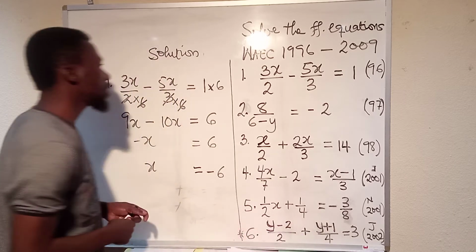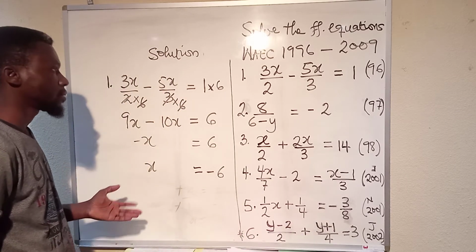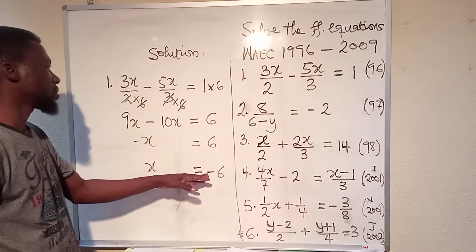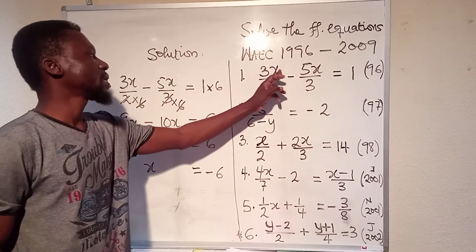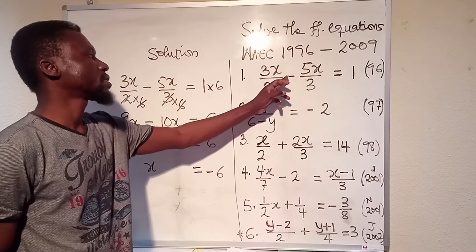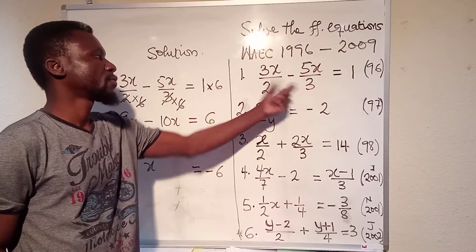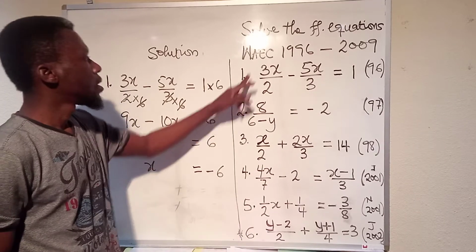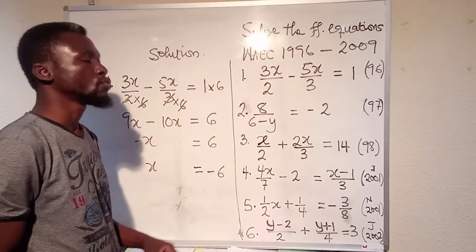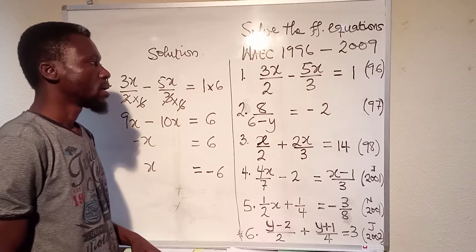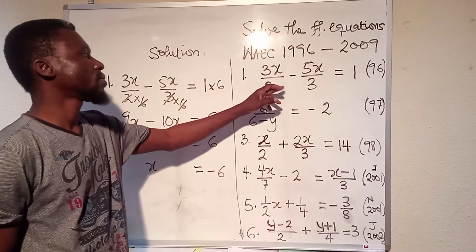Now, for us to check and be able to know if the answer is correct or wrong, what you're going to do is take x as negative 6. You go there. So it means if you multiply 3 by negative 6 and divide by 2 and subtract 5 times negative 6 over 3 from it, you will have 1. Is it true? 3 times negative 6 will give us negative 18. Negative 18 over 2 will give us negative 9. So we shall have negative 9 over here.